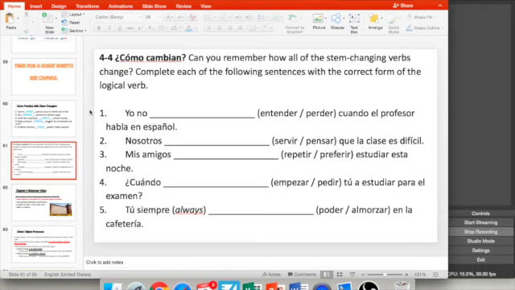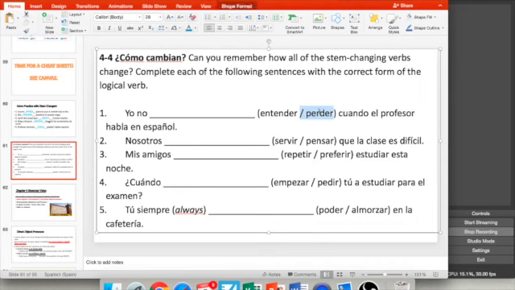So number 1 gives you a sentence, yo, no, and it gives you 2 different verbs, either entender, to understand, or perder, to lose, cuando el profesor habla en español. So I do not understand when the professor talks in Spanish, or I do not lose when the professor talks in Spanish. Obviously, entender, to understand, is our better option.